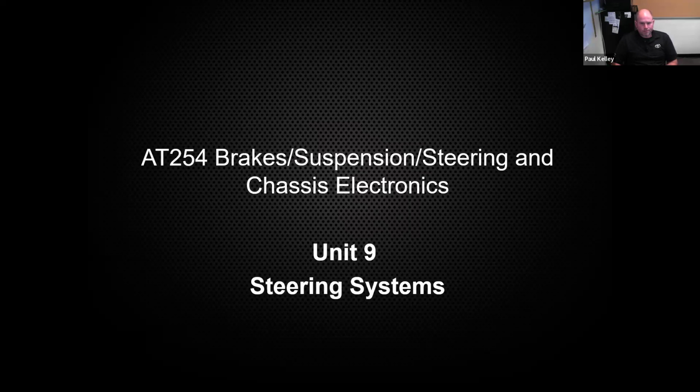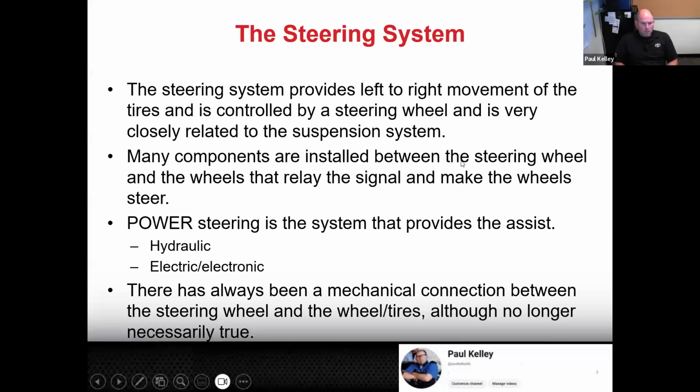Steering systems. So as you already knew, probably, the steering system provides left to right movement of the tires, and it's controlled by a steering wheel. So moving the steering wheel needs to move the tires predictably, reliably, and it's very closely related to suspension. So when we're moving the steering wheel, we're actually also moving suspension parts. They kind of work together.